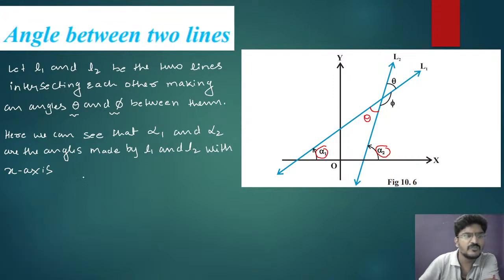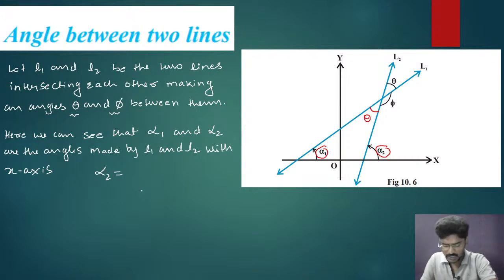Quickly tell me what is alpha 2 equal to. Alpha 2 is the exterior angle. So now tell me, how can I find alpha 2? Alpha 2 equal to, how can I write? Very good. The exterior angle is equal to the sum of the two interior angles, alpha 1 plus theta.